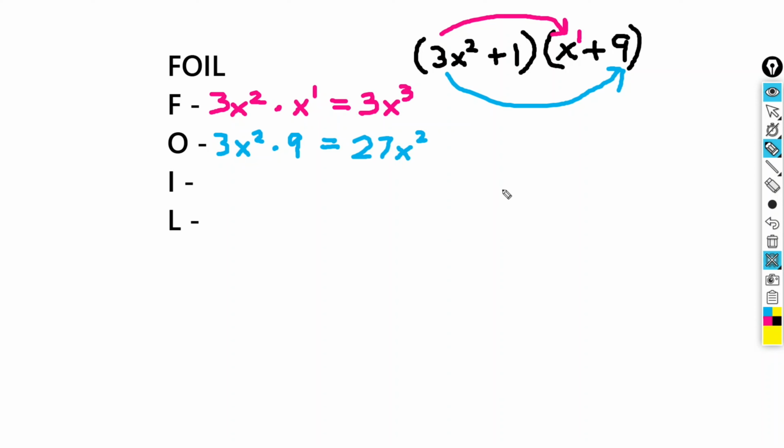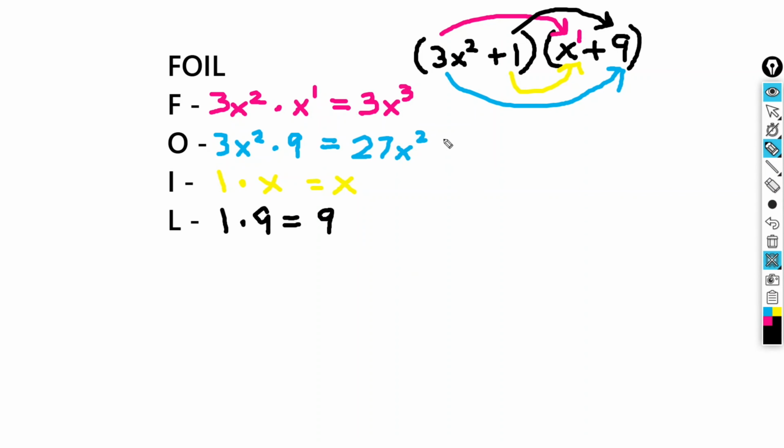We'll then do our inner terms. So we'll do 1 times x. And that's just 1x. And then we'll do our last term. So we'll do 3x squared times, no, sorry, my bad. We'll do 1 times 9. Okay, so 1 times 9. So that's going to give us 9.